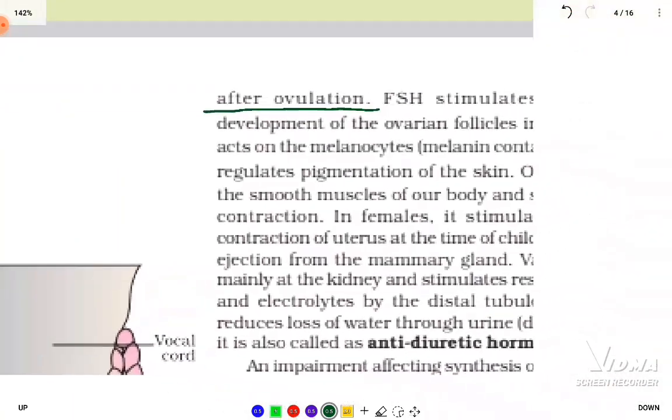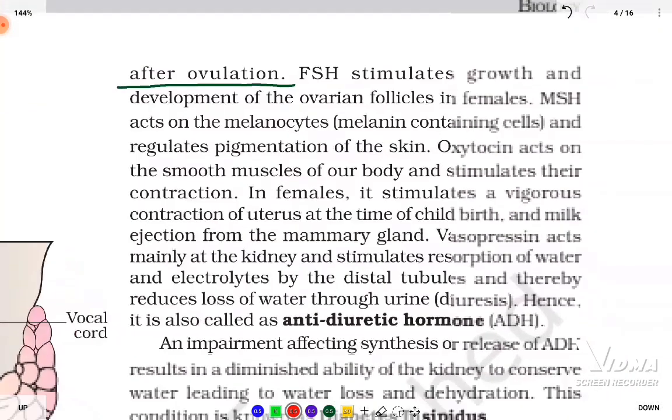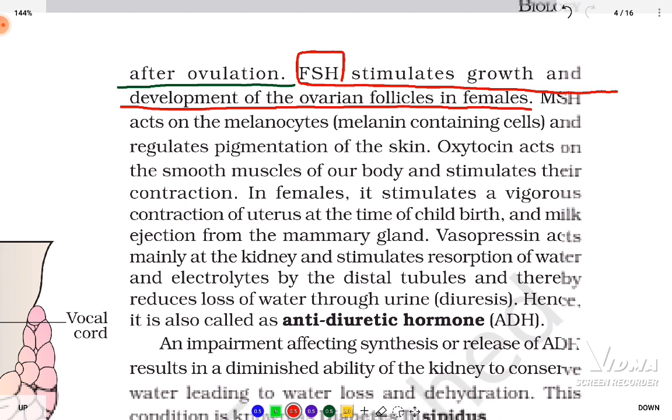Then FSH. Now we are going to study about FSH. FSH stimulates the growth and the development of the ovarian follicles. As the name suggests, it is easy to remember also. FSH is follicle stimulating hormone and it is maintaining the ovarian follicles.